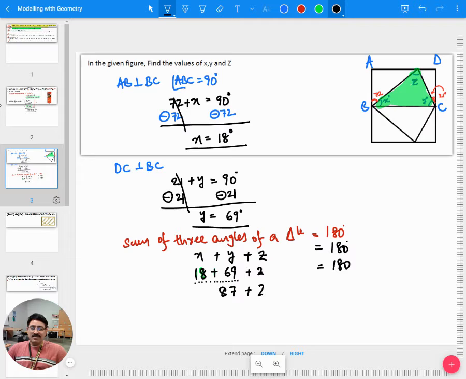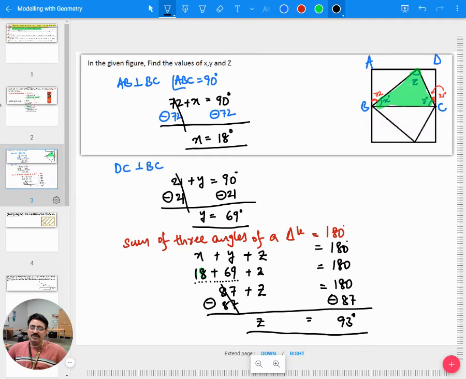87 plus angle z equals 180 degrees. Take away 87. You know how to isolate z. When you take away, angle z equals 93 degrees. You may make use of a calculator and check. Yes, it is. Okay. So we found the value of x, we found the value of y, we found the value of z. Once again, a quick recap.